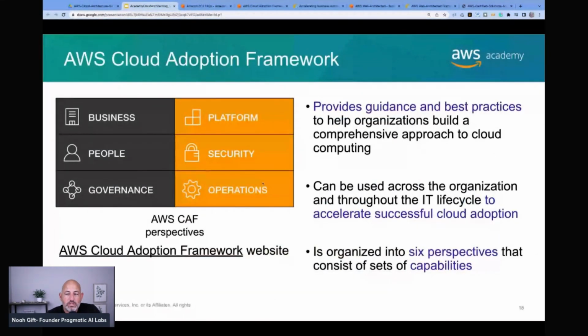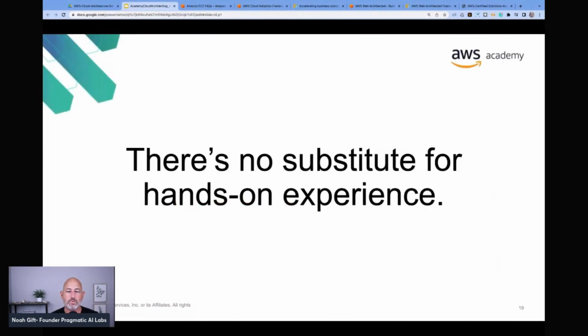And you can also use this in an organization. So let's say you were getting solutions architect certified and you wanted to implement digital transformation in your organization. This would be a great place to start, and maybe even have a study group in your company to talk about it. And also there's another slide here that says there's no substitute for hands-on experience.